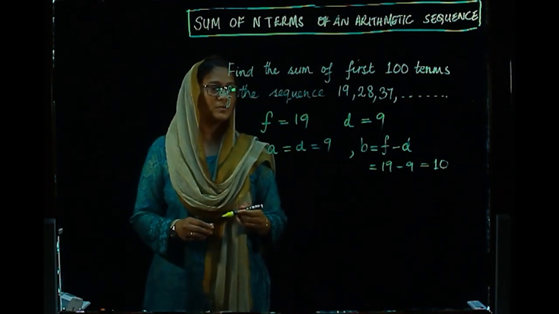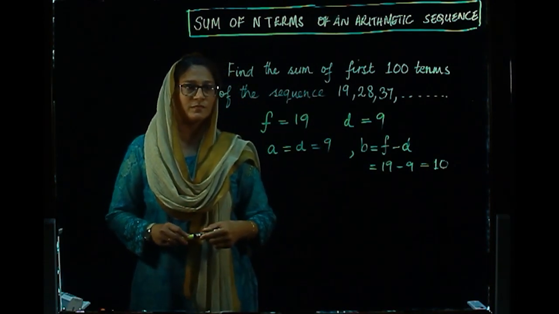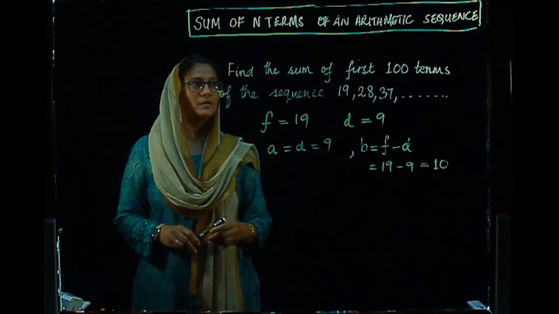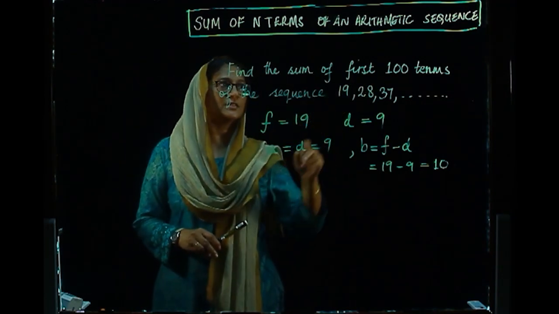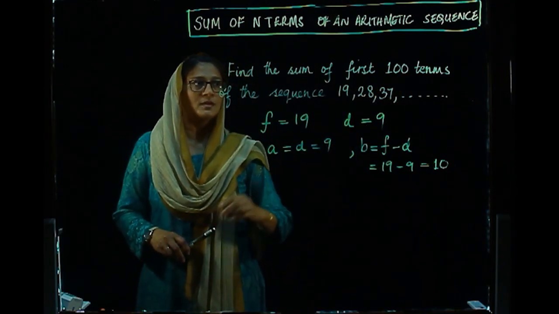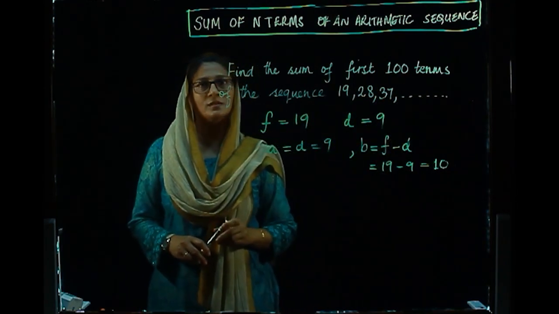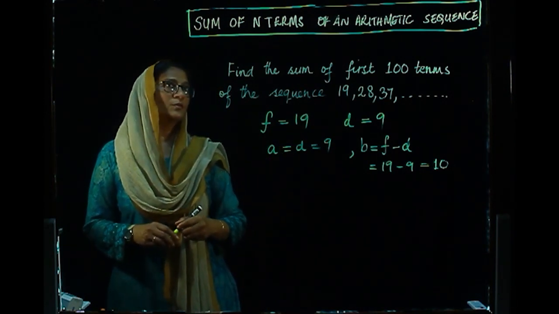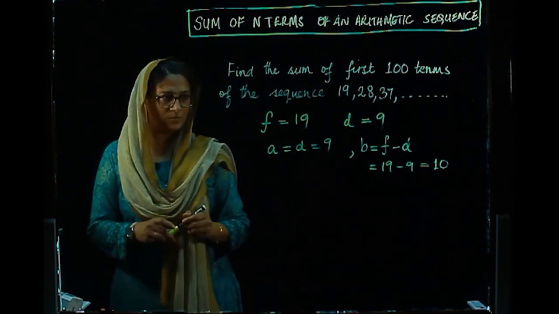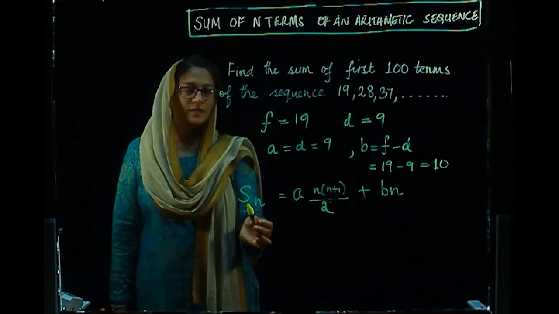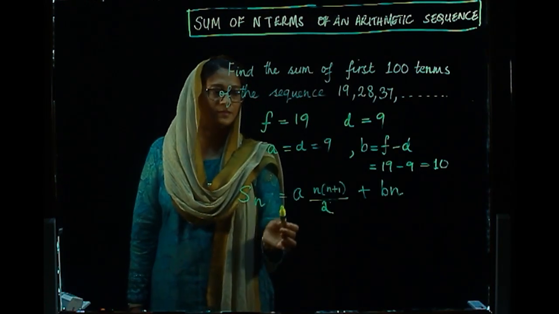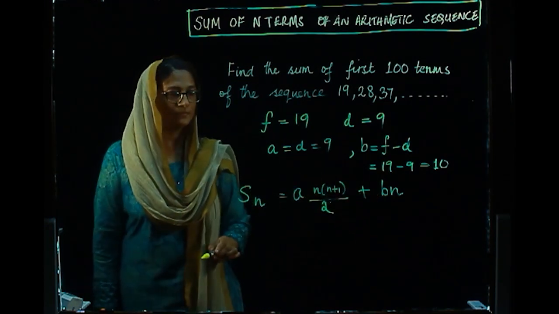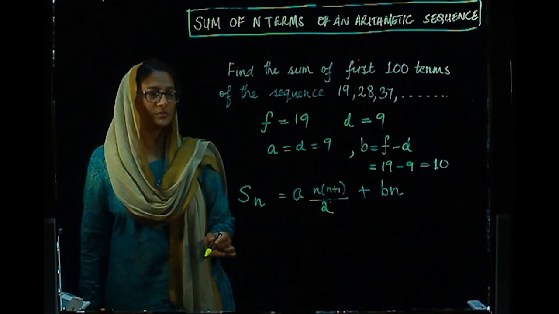Now we have got the things we require for finding the sum. We need a and we need b, and we have to find the sum of the first 100 terms. So 100 terms means n is equal to 100. We have all the three things that we need. Let us now find the sum of this sequence. We have that the sum of n terms, Sn, is equal to a multiplied by n into n plus 1 by 2 plus bn.